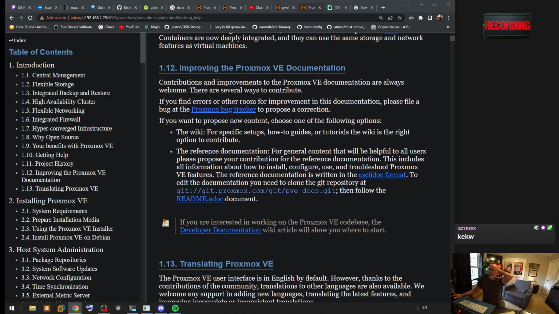All right, 1.12, improving the Proxmox VE documentation. Contributions and improvements to the Proxmox VE documentation are always welcome. Of course they are. Nobody wants to write them. There are several ways to contribute. If you find errors or other room for improvement in the documentation, please file a bug at the Proxmox bug tracker to propose a correction.